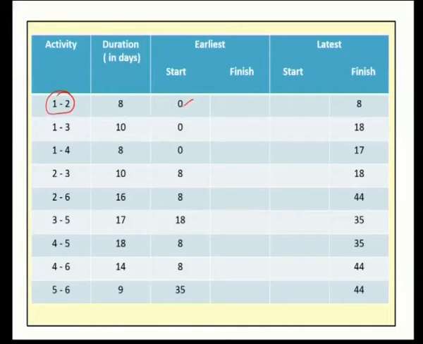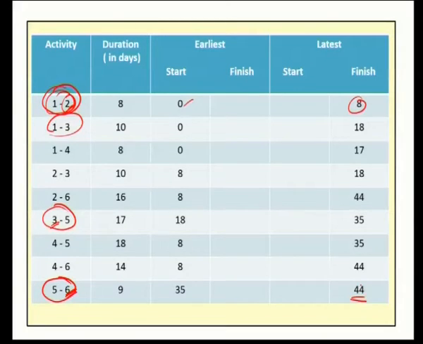For the activity 1 to 2, the starting time is 0. For node 1, the E value is 0. Similarly, for the activity 1 to 3, for the starting node, the earliest time is 0. The same way, if we take the activity 3 to 5, for node 3, the earliest starting time is 18. And already we computed the latest finishing time for each and every activity. If we take the activity 1 to 2, for the ending node 2, the latest L value is 8. Similarly, for the activity 5 to 6, for node 6, the latest time is 44.